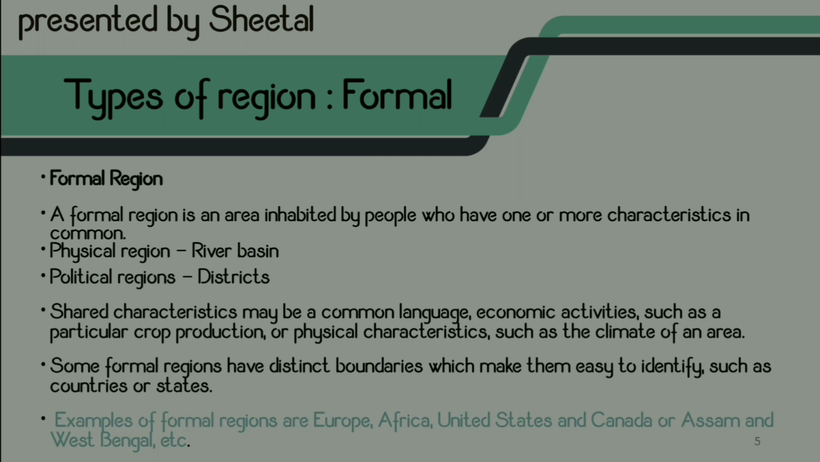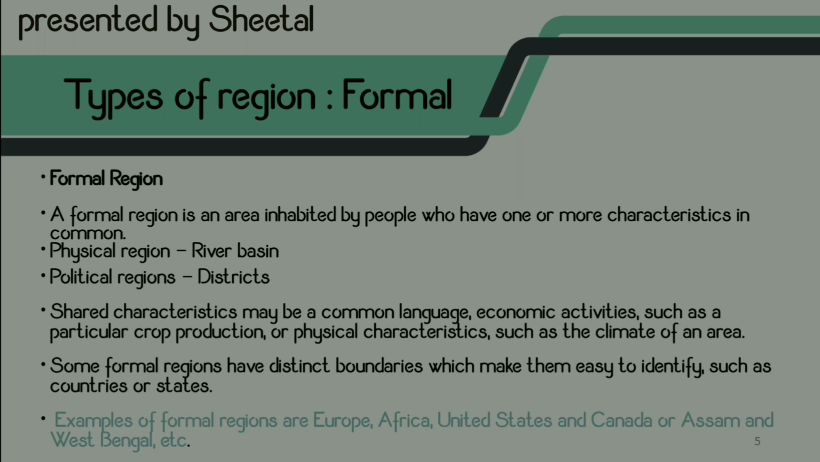Now we are going to come across types of region. The attributes of a region are different and the types of regions are different. The types of regions are two: one is formal and the second is functional. So let us see what is formal.